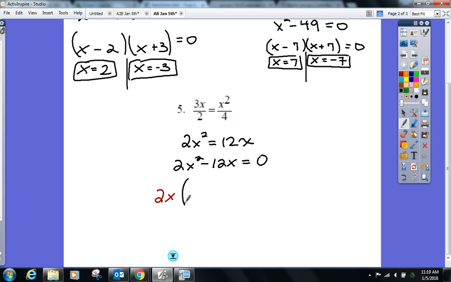What must have been inside the parentheses for me to get 2x squared minus 12x? So here you go. I had 2x squared, but took out a 2x. What's still remaining from this? An x. Minus, I had 12x, but I divided out a 2x from it. 6.